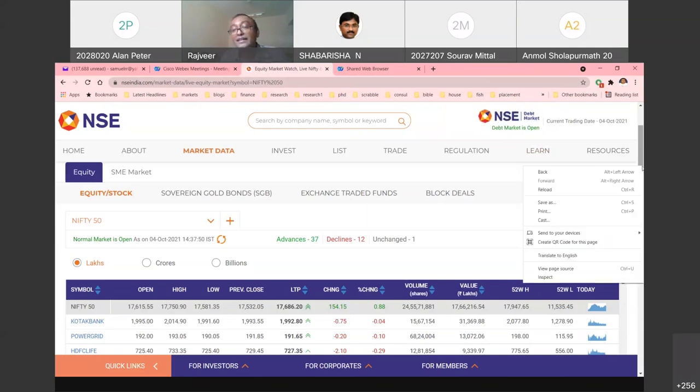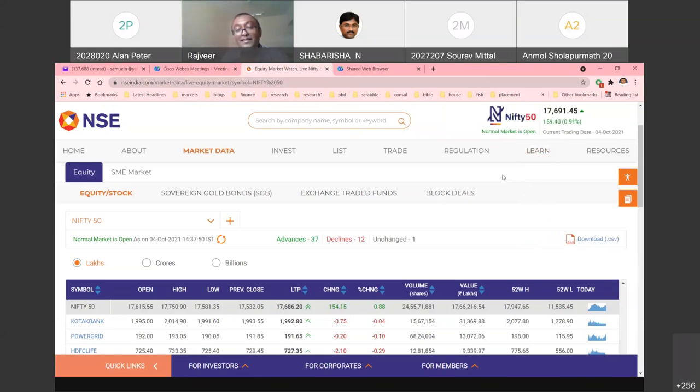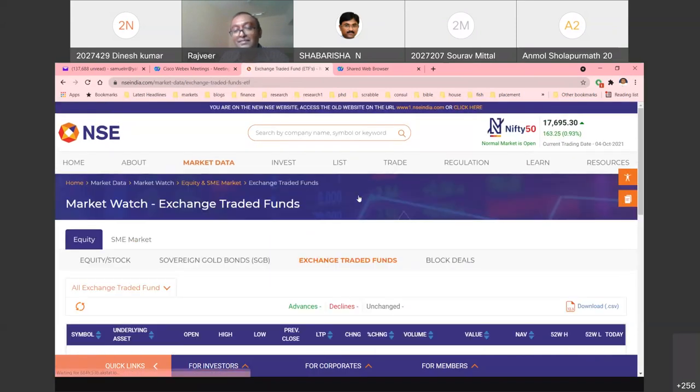Now the NSE is a very interesting exchange. Please understand, the NSE not only lists stocks, but it lists sovereign bonds. Then there is an asset class called exchange traded funds. Anybody know what an exchange traded fund is? What if you decide, I don't want to buy individual stocks because I don't know which stock will go up, which stock will go down. Instead, I want to buy the Nifty as a whole. So there are some mutual funds that track individual indices that are traded on the NSE.